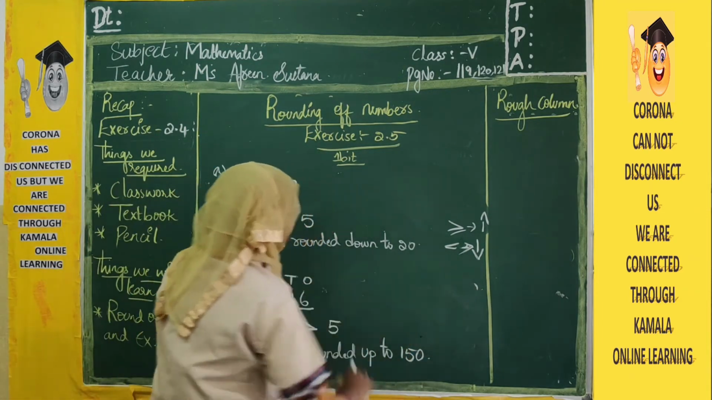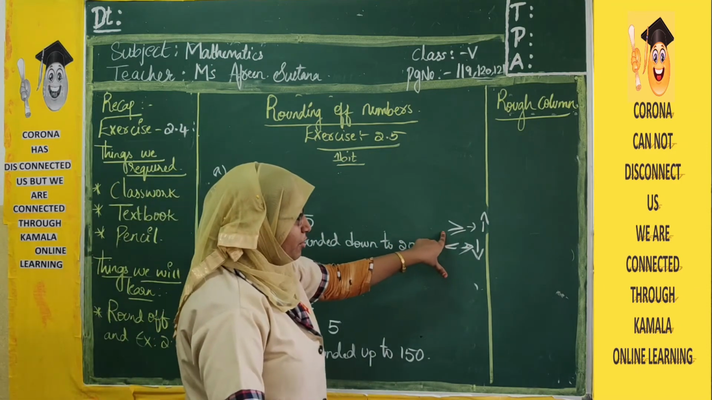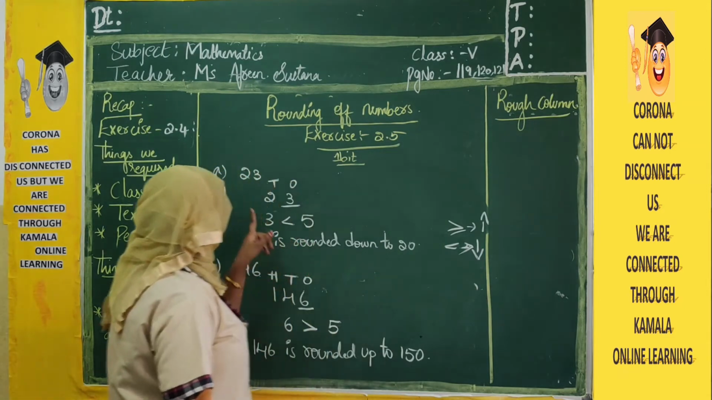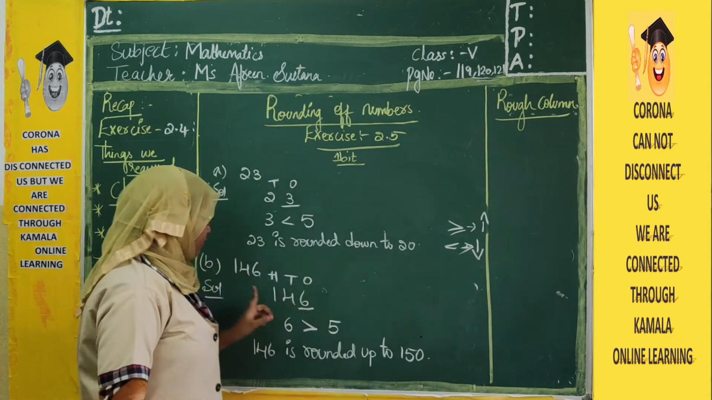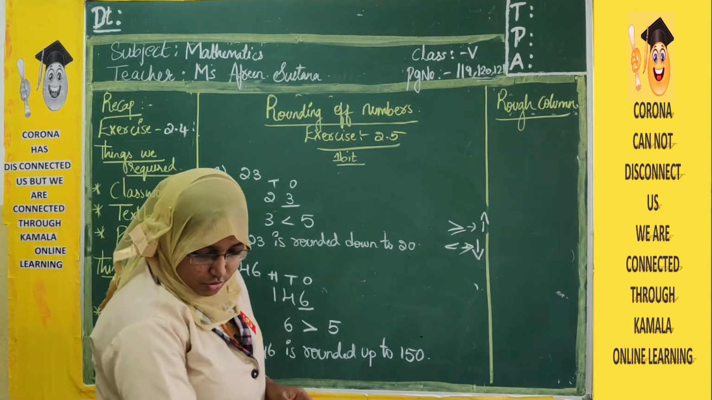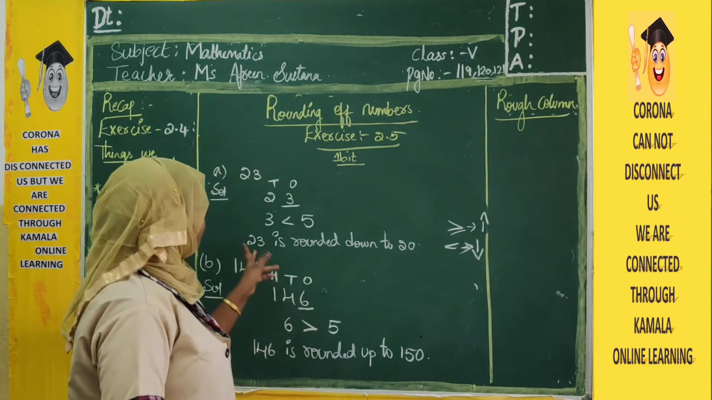Right? If it is greater than or equal to 5, we will round up. If it is less than 5, we will round it down. So 23 is rounded to 20, 146 is rounded to 150. In the same manner you just do C and D. Let us move to our second bit.